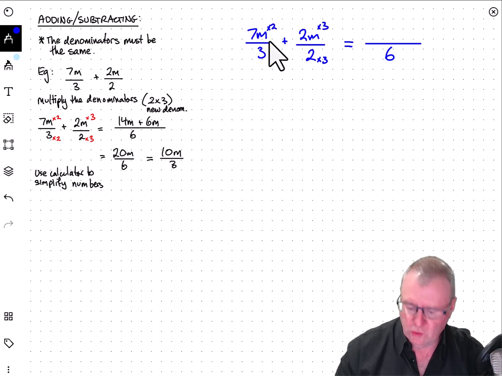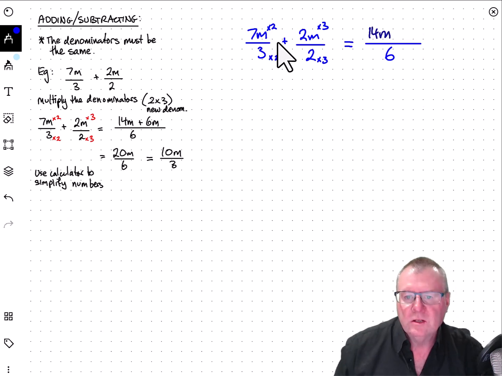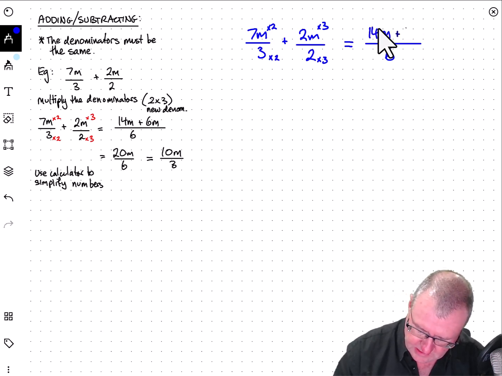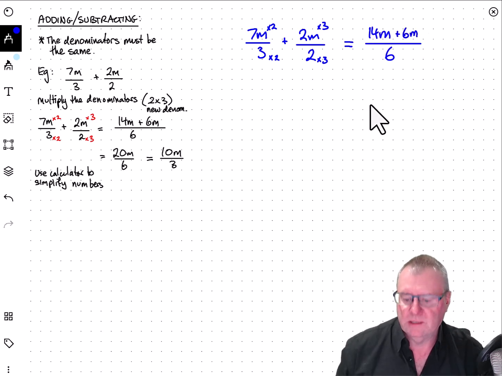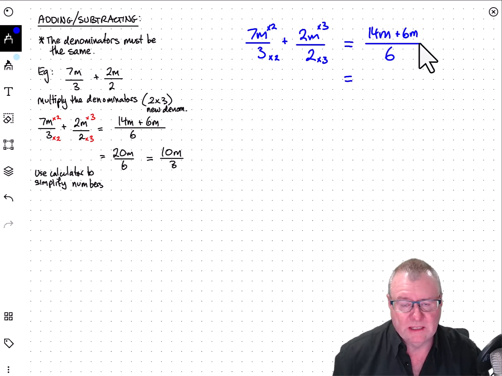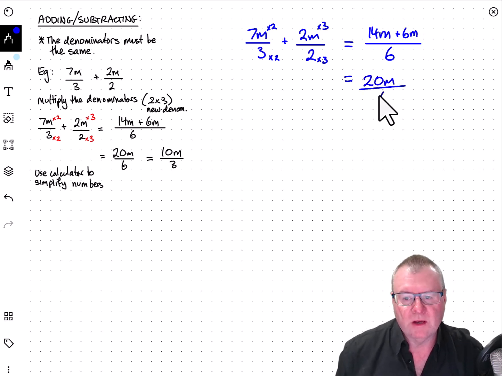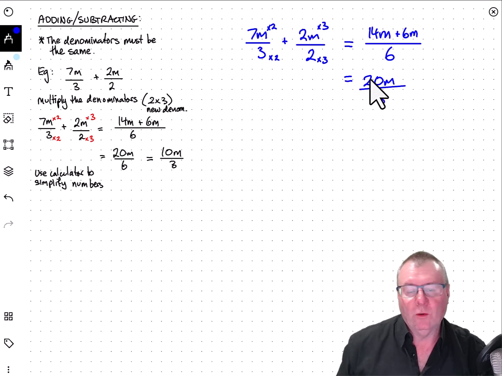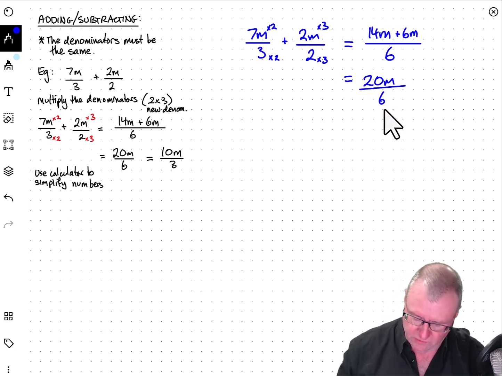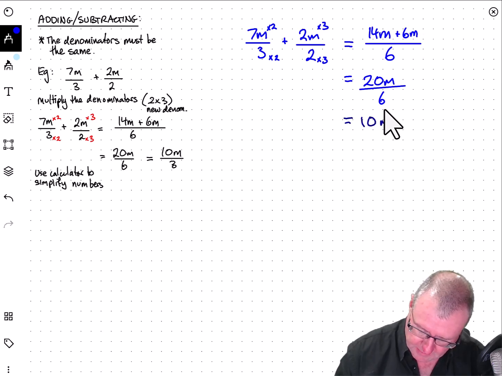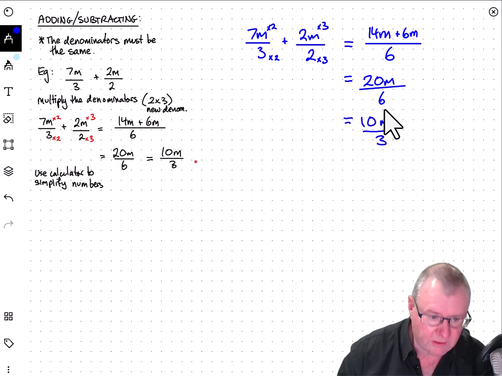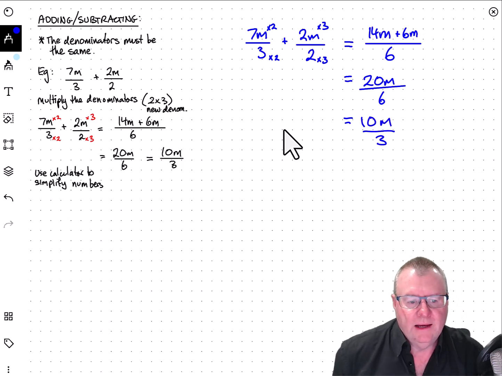Let's see. 7m times 2 is 14m. 2m times 3 is 6m. I've got the same like terms on the top, so I can add them. 14m plus 6m gives me 20m on the top. My denominator hasn't changed, it's still a 6, but I can simplify that, because I can put those two numbers into the calculator, or you can do it in your head. If I halve both of those, I get 10m over 3, which was our solution over here.